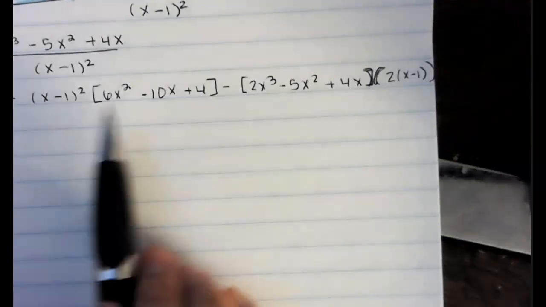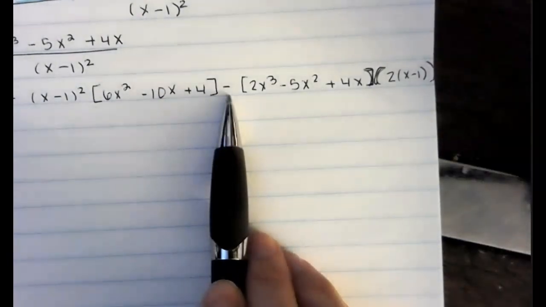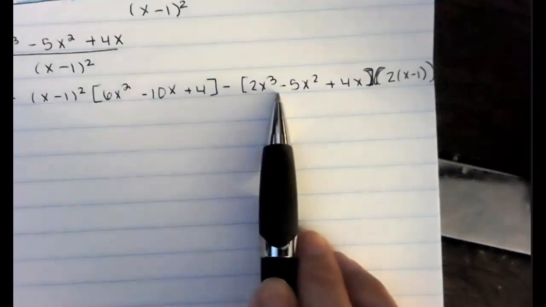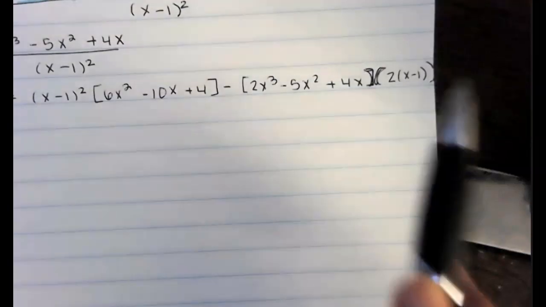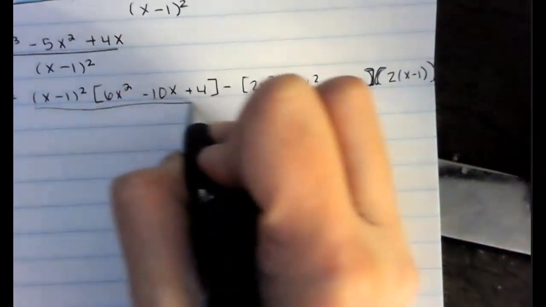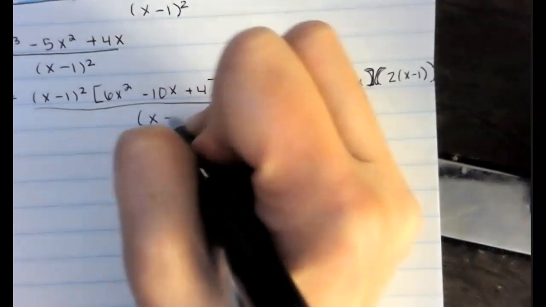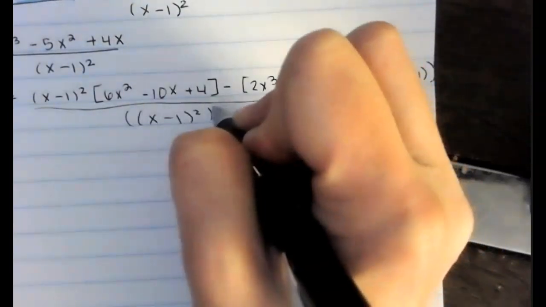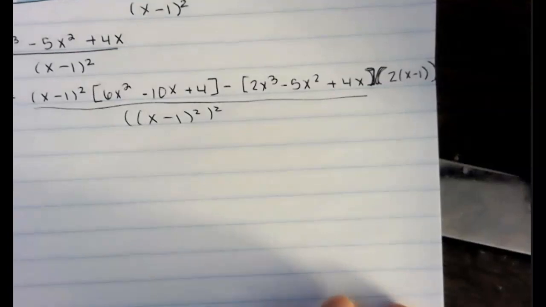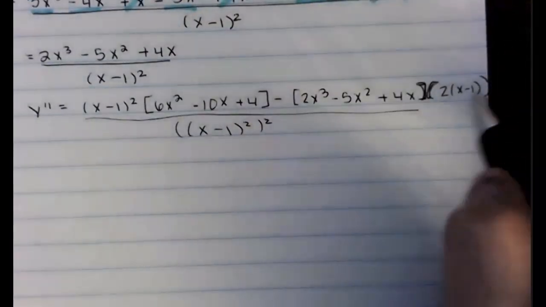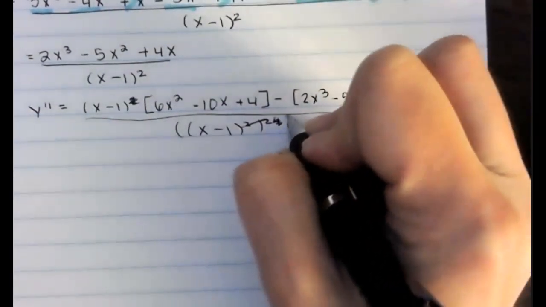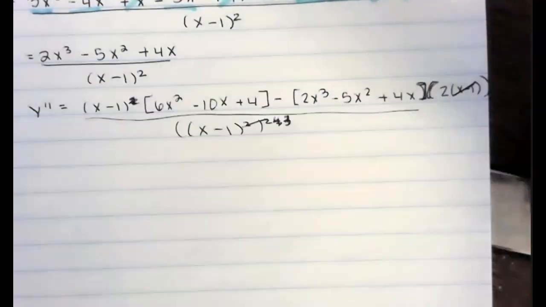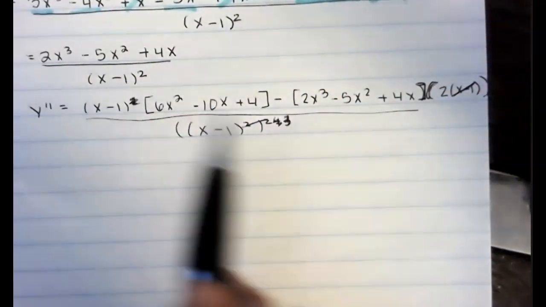So low d high minus high d low, all over low squared. And I notice that I have x minus 1 here and x minus 1 there and 4 down in my denominator, so that'll become 3. So I'm going to cancel 1 from this term, that term, and the bottom.